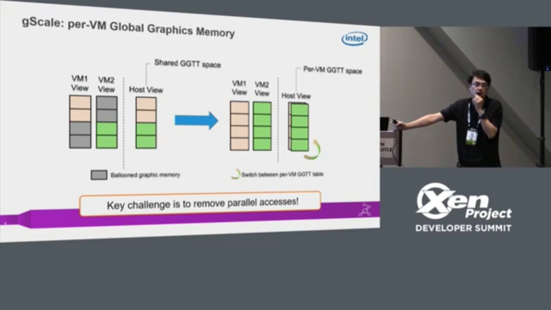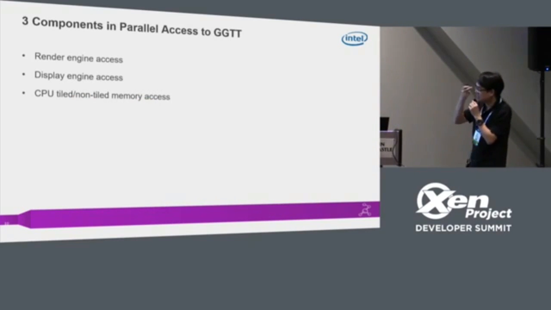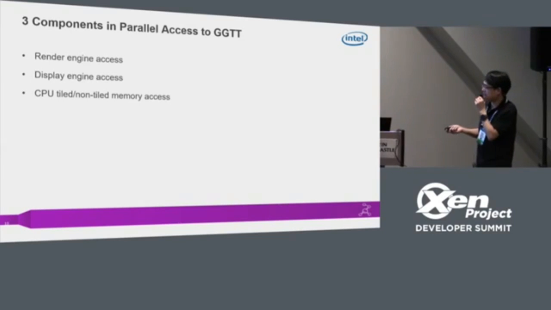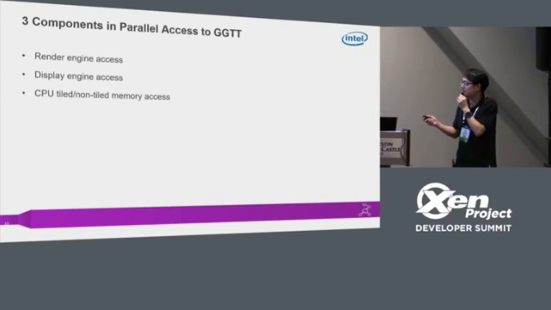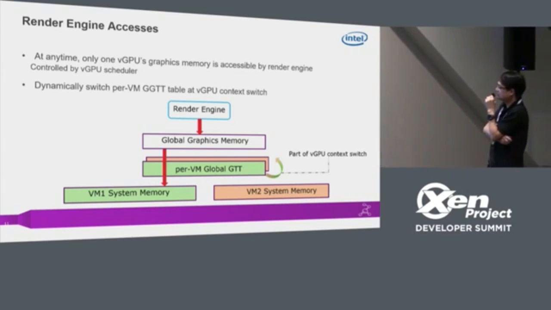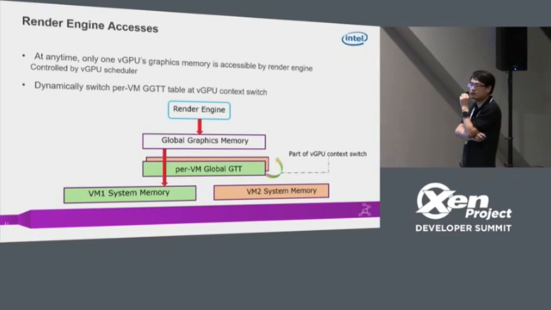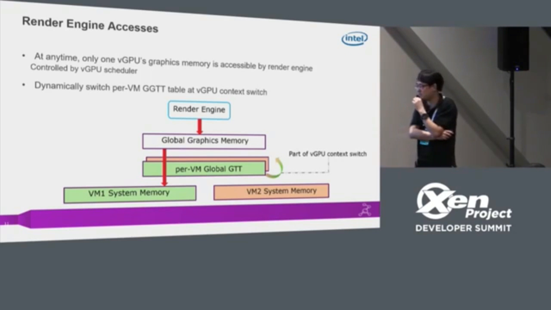So how do we remove this parallel access? We will discuss it one by one with the 3 components: the render engine, the display engine, and also the CPU access. And for the CPU access there are several types, tiled memory and non-tiled memory. Okay, with the render engine access, as I already mentioned, every VM will have its own global page tables, and the global page table access mostly comes from the render engines, maybe 99% of the access.